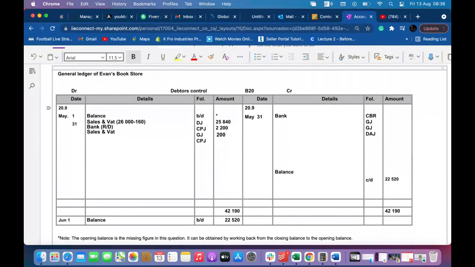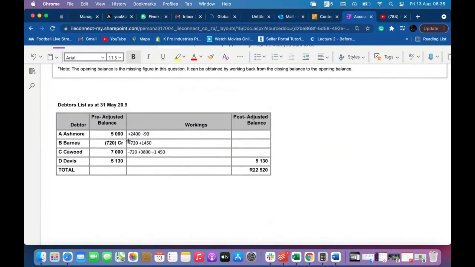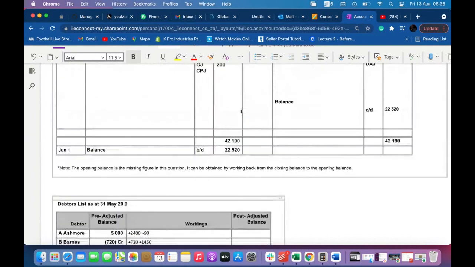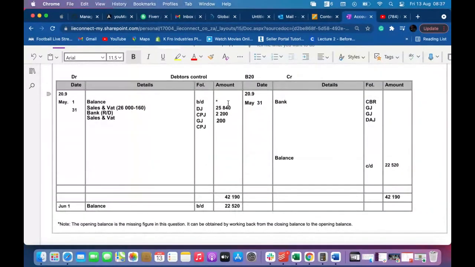Okay, right. So since there's no more amendments, now we can begin to slot in everything else that we had already in the debtors control. Let's start there. Remember, again, they told us the opening balance is wrong. So we now need to figure out how we're going to get the opening balance, which we will do.